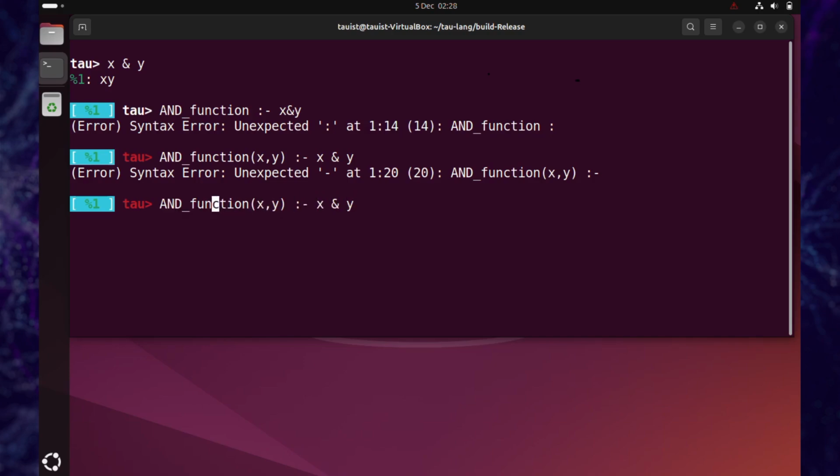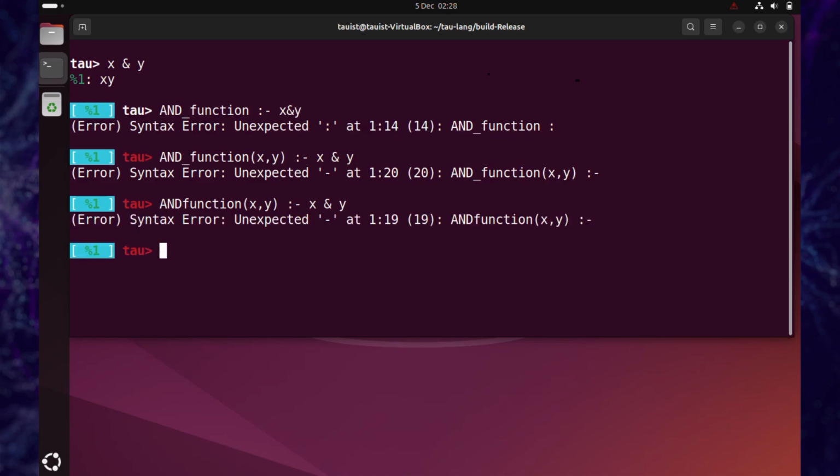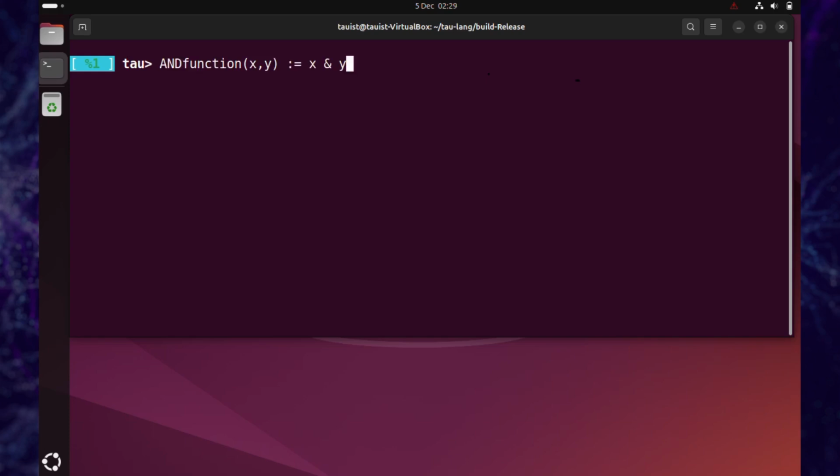Let's try removing the underline. Okay, still not. Oh, I forgot. This should not be the dash. It should be an equal sign. Yes. So let's recall, here this should not be the dash, but the equal sign. Now let's clear it first, and then this one. Okay, so we have the AND function. Let's make it clearer, with an underline under function and x comma y equals x and y. Okay, that's better.